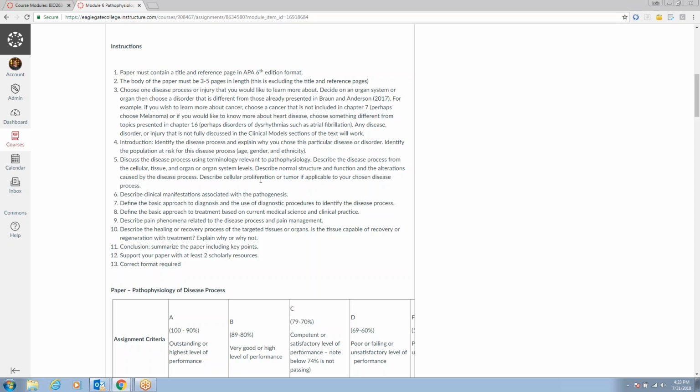If you're going to do cancer, you're going to talk about cellular proliferation or tumor types. We just studied the tumor types, so make sure you bring all that in as far as which one of the tumor types you're dealing with. You'd only do this if you're doing cancer. On top of all these other ones, you would do this. If you're not doing a cancer, then everything else would be here except for the tumor types.